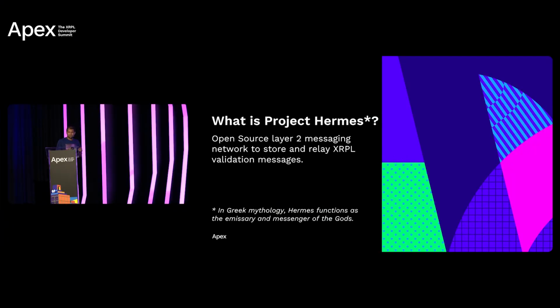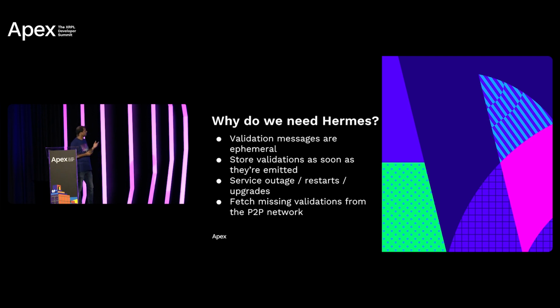The service itself is called Project Hermes. Hermes, as you may know, in Greek mythology functions as an emissary and messenger of the gods. So what Hermes is essentially is a layer 2 messaging network to store and relay XRPL validation messages. Now, why do we need to do that? Why do we need the Hermes service in the first place?